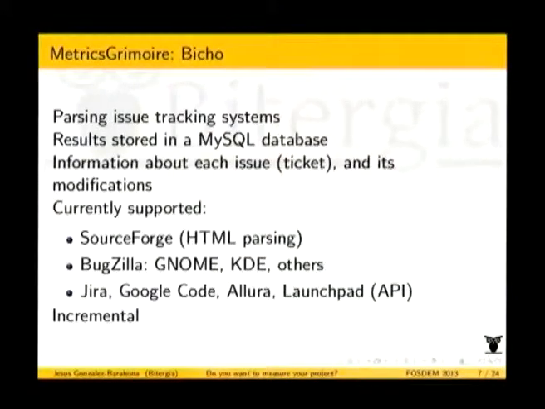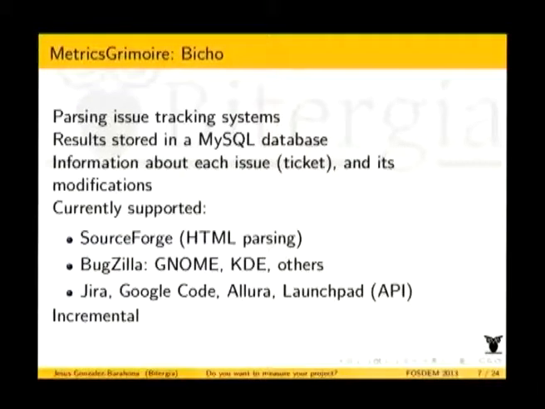Bicho is the tool for retrieving information from issue tracking systems, bug tracking repositories and the like. Again, it stores the results in a MySQL database, and usually it uses the API of the tools, I mean, of the bug tracking systems. It works with SourceForge, with Bugzilla, in different flavors like the GNOME Bugzilla or the KDE Bugzilla or some others. And also it works with Jira, Google Code, Launchpad, etc.